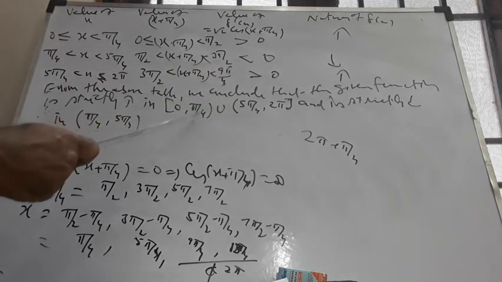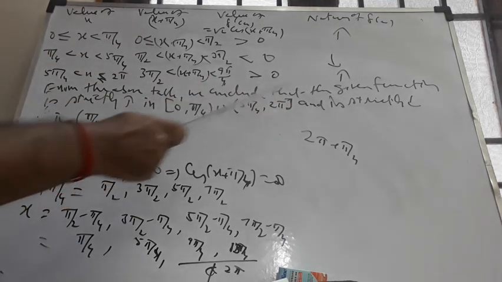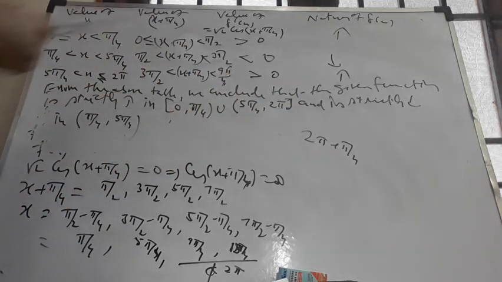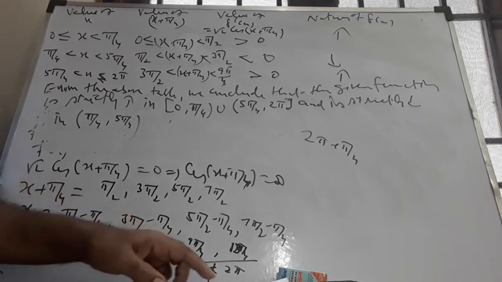Now, from the above table, we conclude that the given function is strictly increasing in closed 0, open pi by 4 union open 5 pi by 4, closed 2 pi, and is strictly decreasing in pi by 4, 5 pi by 4. This is the way it's being done.